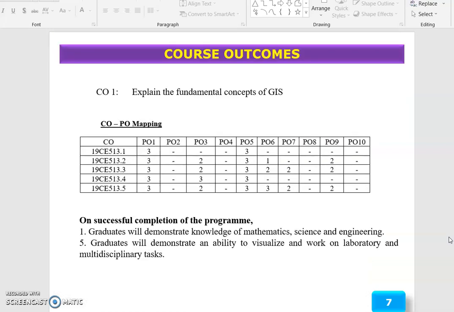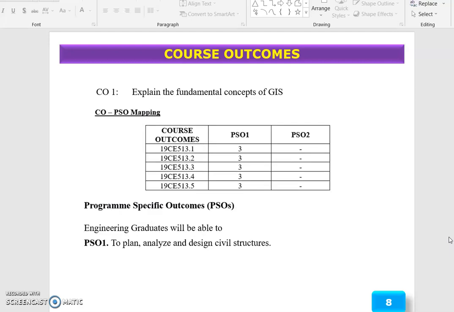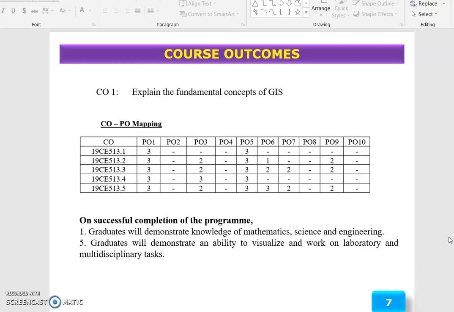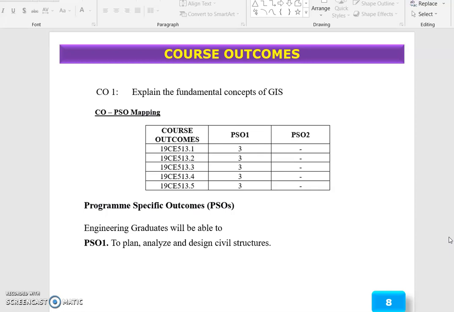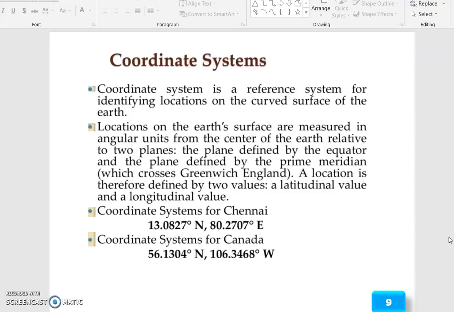The course outcome of the coordinate system topic is to explain the fundamental concept of GIS. It will be interlinked with PO1 and PO5, then PSO1. So finally, the course outcome of today's topic is to explain the fundamental concept of GIS.